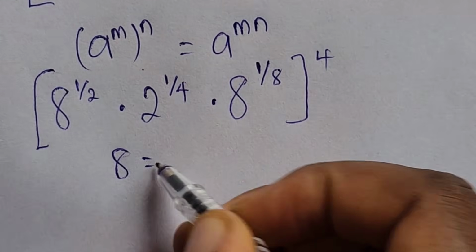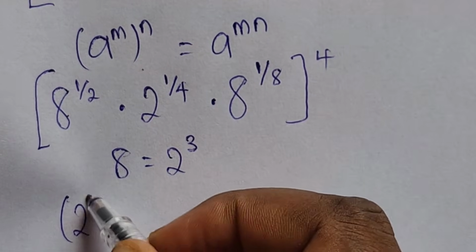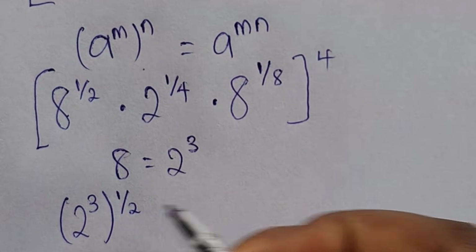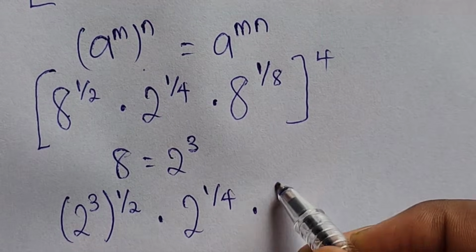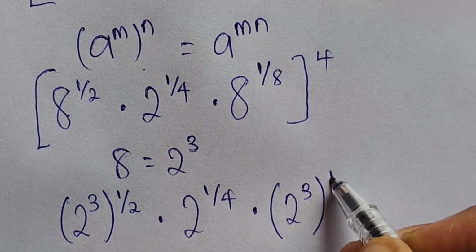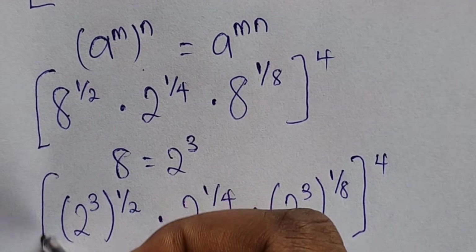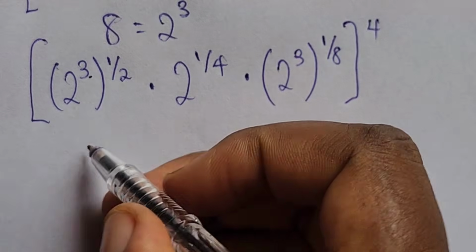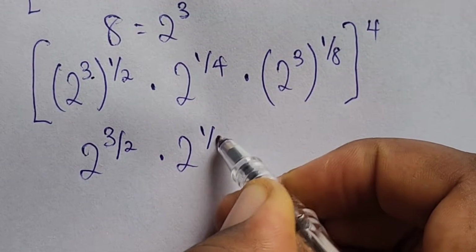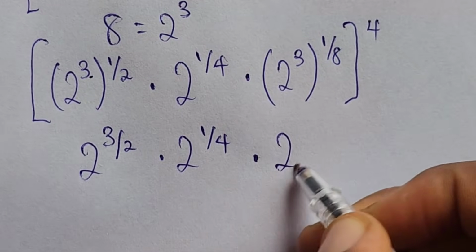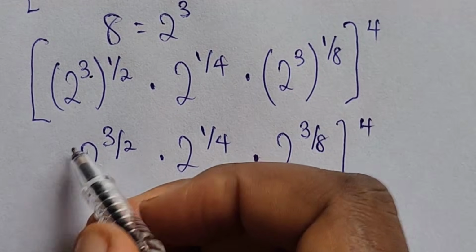So our 8 is equal to 2 to the power of 3. So this 8 here, we have 2 to the power of 3 further raised to the power of 1 over 2, times we have 2 to the power of 1 over 4, and we have 2 to the power of 3 further raised to the power of 1 over 8, and this is all to the power of 4. So multiplying these powers here, we have 2 to the power of 3 over 2 times 2 to the power of 1 over 4 times 2 to the power of 3 over 8, all to the power of 4.